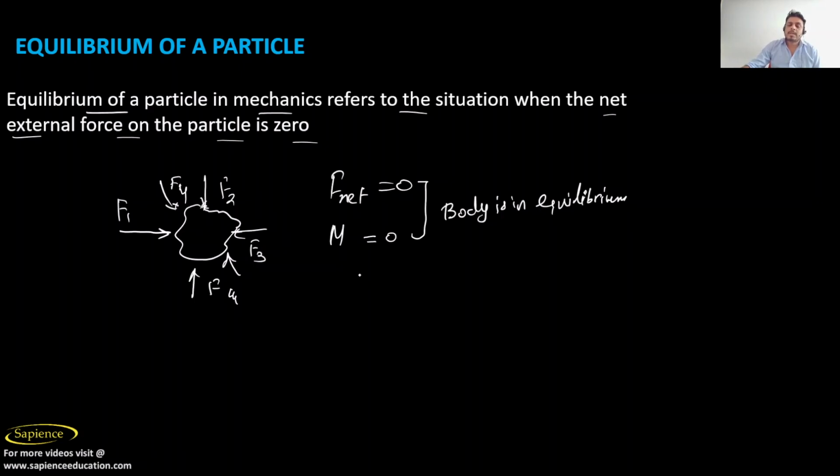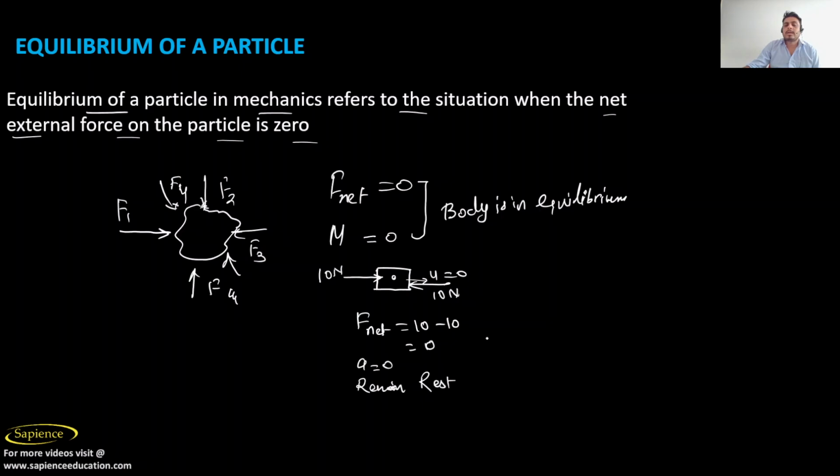For example, at first I will take the body at rest. For example, this body is at rest, and its initial velocity u is 0. Now I am applying a force of 10 Newton from this direction and also a force of 10 Newton from this direction. So what will be the net force? Net force will be equal to 10 minus 10, and this will be equal to 0. Now as per this situation, the body will not get accelerated, acceleration will also be 0, and the body will remain at rest.